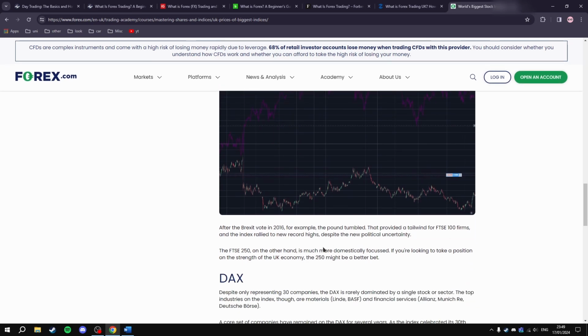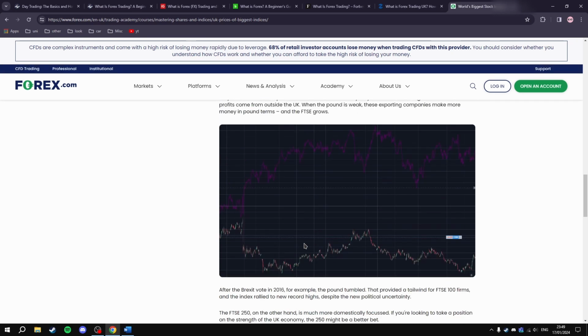After the Brexit vote in 2016, for example, the pound tumbled. That provided a tailwind for the FTSE 100 firms, and the index rallied to new record highs despite the new political uncertainty. So I'm assuming that's that bit here, right?